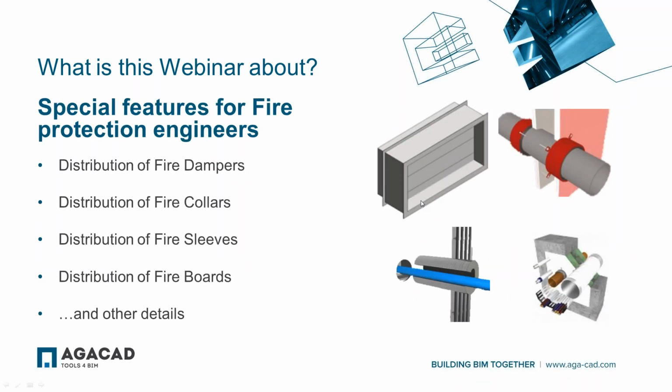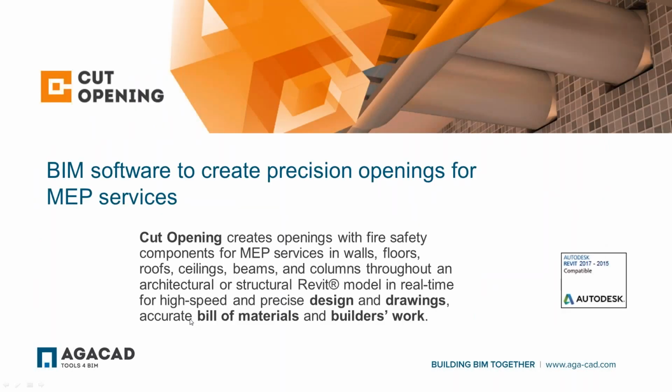And the last one, but not the least, is something new in our software. Basically, it's some families that are new in our software, and these are special features for our fire protection engineers. Together with the openings, we'll try to distribute fire dampers, fire collars, fire sleeves, and fireboards. You can see some pictures here, and we'll speak about the possibility to add your own content to the openings. How would we do that? We would do that using Mep Opening software.